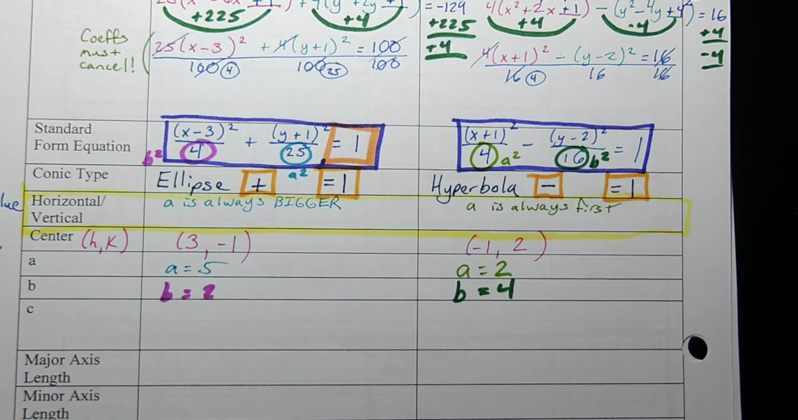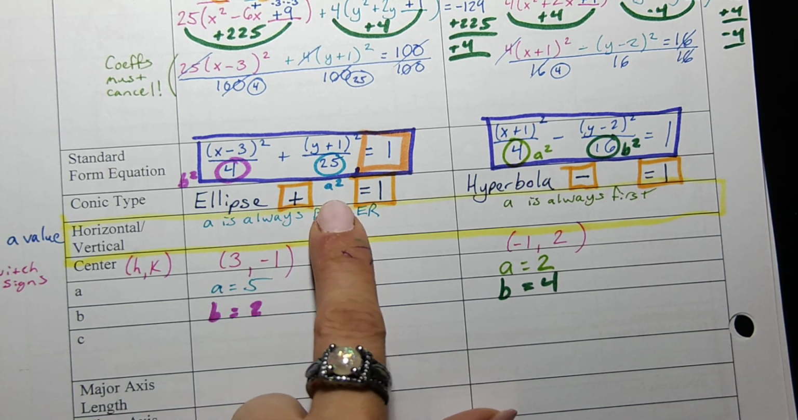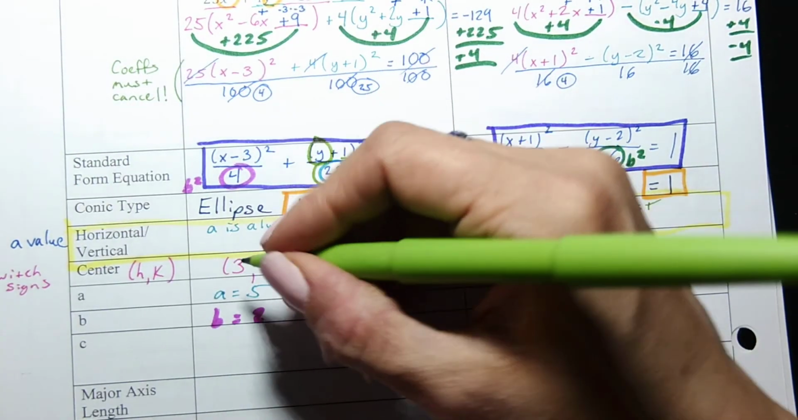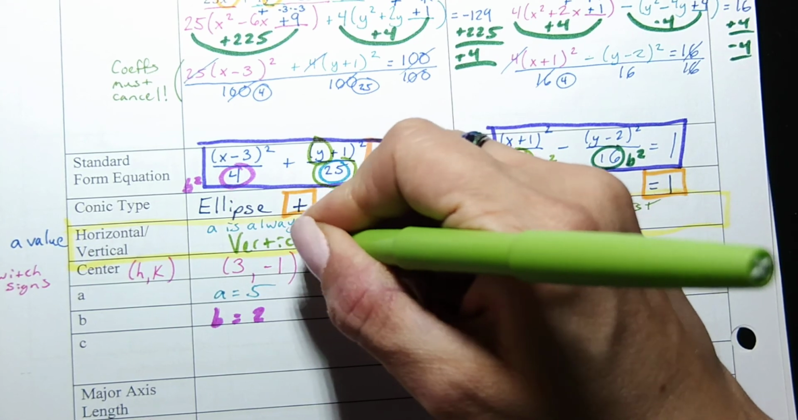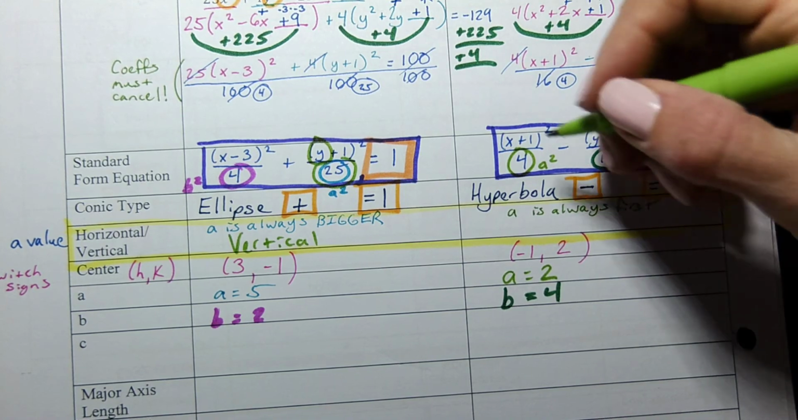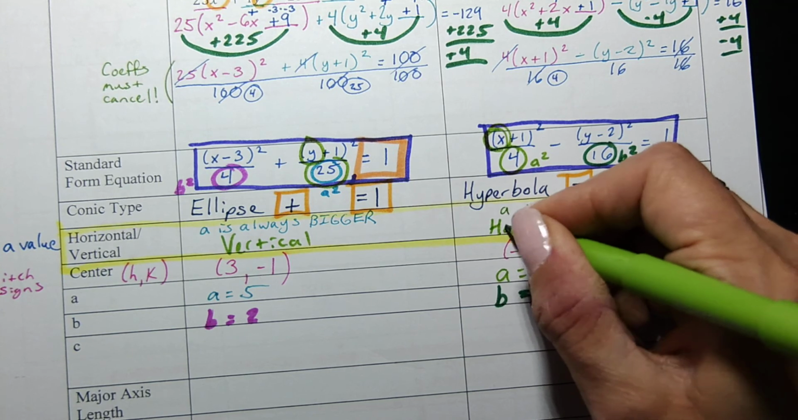So we figured out a lot of the key pieces, but we still haven't said whether these are horizontal or vertical. We use our a value to determine this because it's whatever variable my a value is under that determines the orientation. So here, my a value is under y, so this would be vertical. Here, my a value is under x, so this would be horizontal.